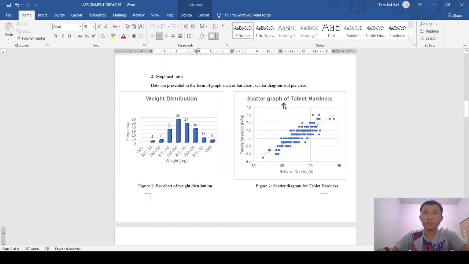The next one is the scatter graph of tablet hardness. Studies have found that the tensile strength of the tablet depends on the relative density, and these 2 variables can represent the hardness of the tablet. From this graph, we can get a trend line and see how all these points are scattered from the trend line. The less scattered the points indicates that the linear relationship between tensile strength and relative density is getting stronger. This is actually related to the sample correlation coefficient R, which we will discuss later in part D.